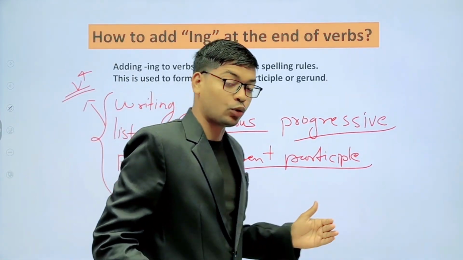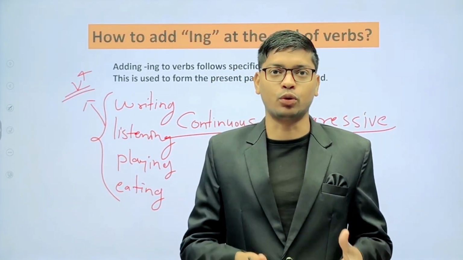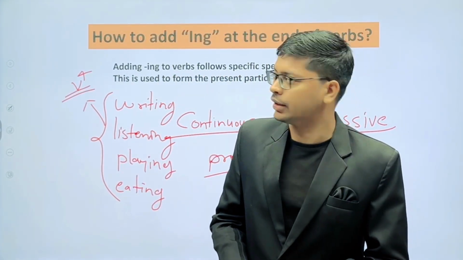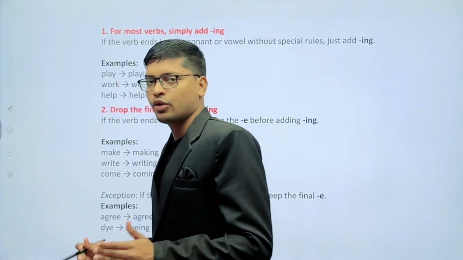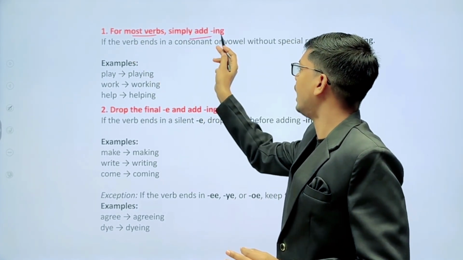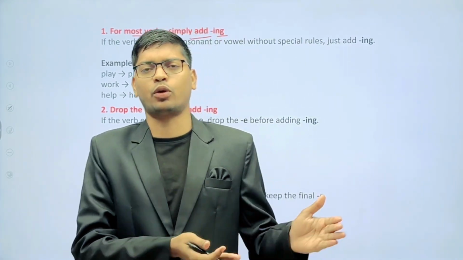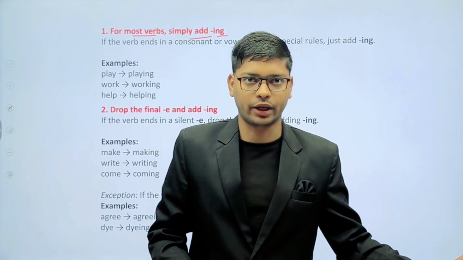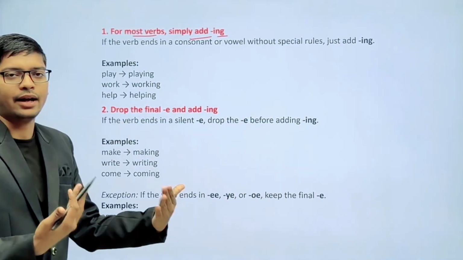So how do we add it? Here are some important rules for adding ing at the end of verbs. First rule: for most verbs, simply add ing. This is our first rule. This is the most common rule, similar to the rule for adding s or es at the end of verbs.